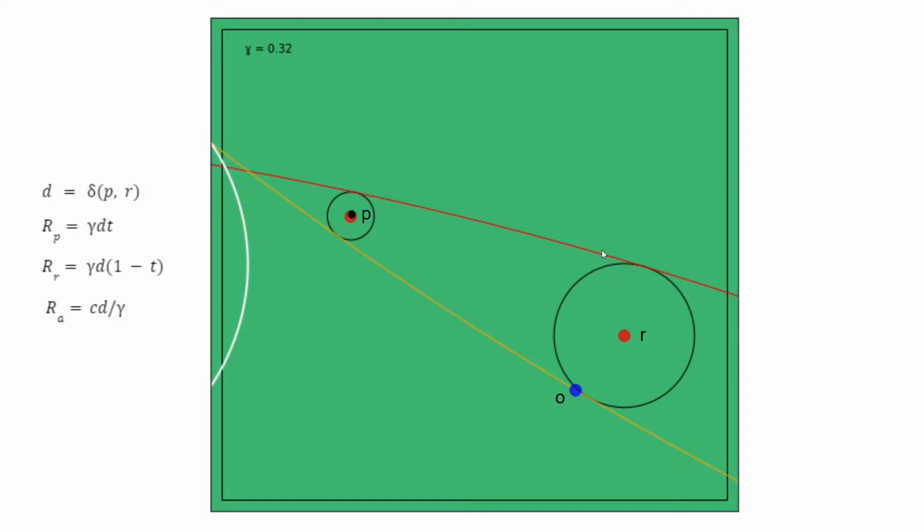The only parameter we need to change in this system of equations is gamma. Starting from close to 0, we increase the value of gamma until the passing lane contains the nearest opponent, and that will be the value of the passing lane for this pass.